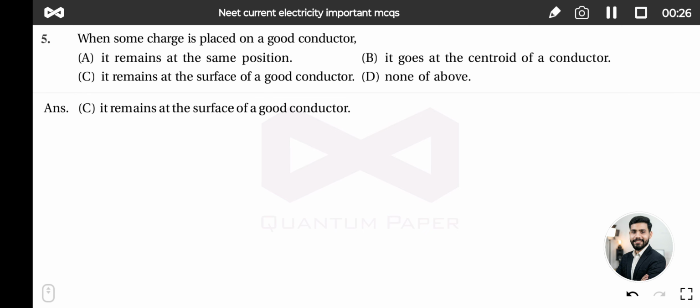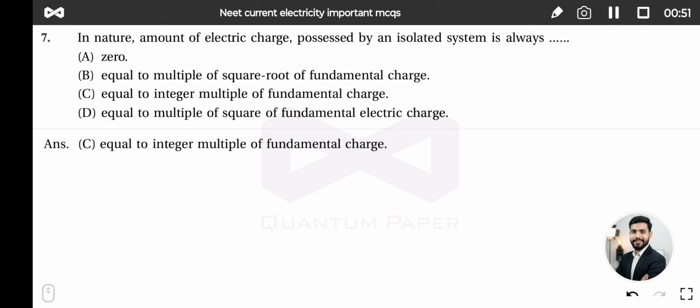Look at the next one. The question is, when some charge is placed on a good conductor, then where will that charge remain? Option A is it remains in the same position, it goes to the center of the conductor, remains on the surface of the good conductor, or none of the above. So the correct answer for this question is that charge will always remain on the surface of the good conductor. Okay, look at the next one.